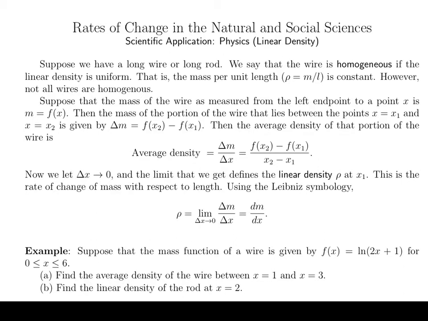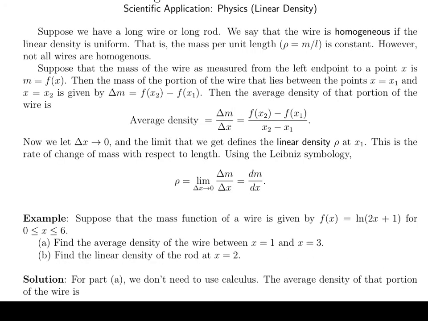So in part A, we're going to ask for what's the average density of the wire between x equals 1 and x equals 3, and the linear density at x equals 2. That's what we want there. So linear density, that's the rate of change of the mass. Right now in part A, we don't need to use any calculus. The average density of that portion of the wire is just given to us using this expression here, the difference quotient.